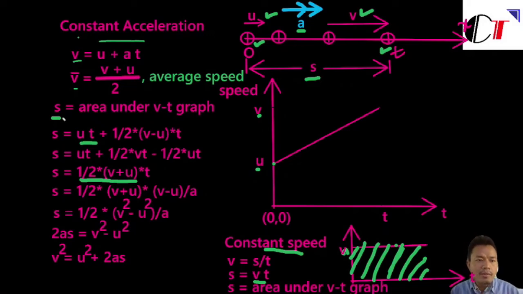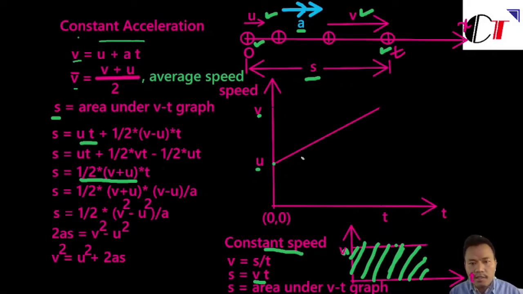So basically we want to find the relationship between final speed v, initial speed u, and the total distance traveled. In order to do that, we can start with the expression for total distance. Based on our observation, the total distance just equals the area under the speed-time graph. So let's try to do it.